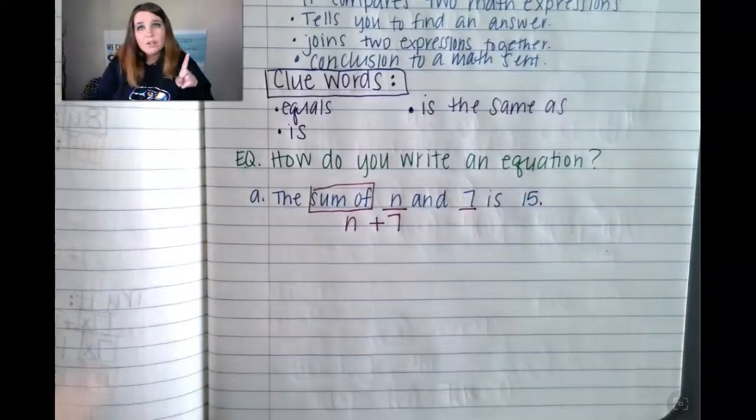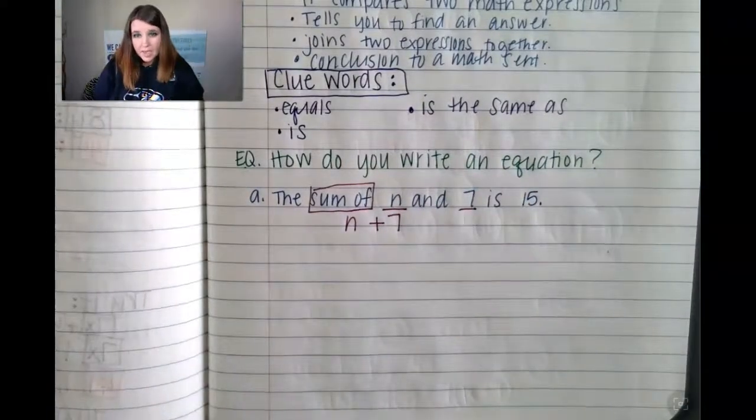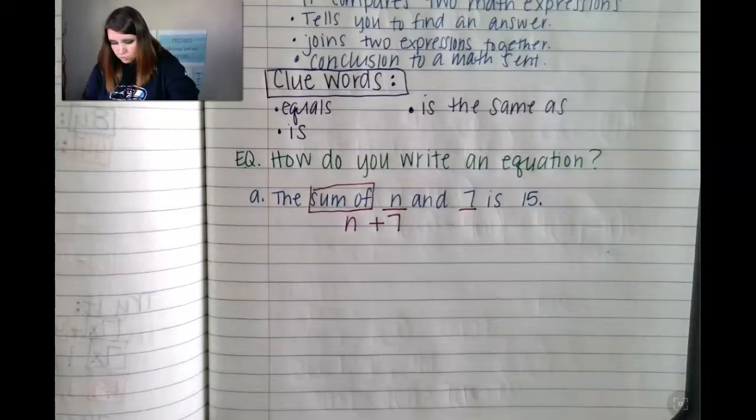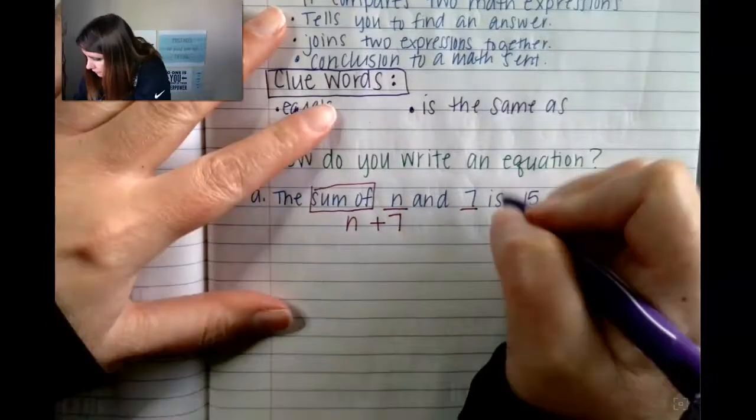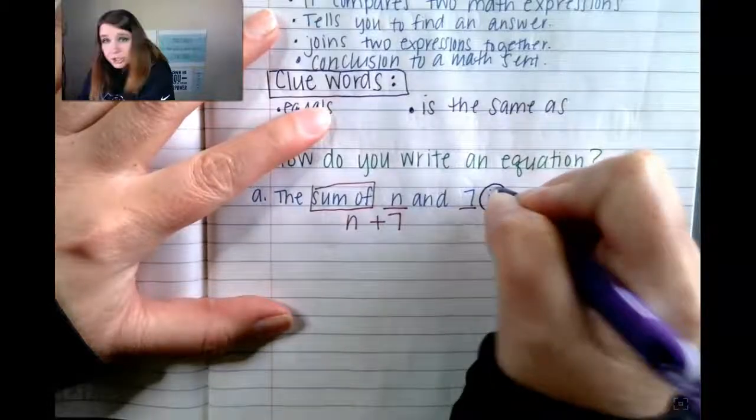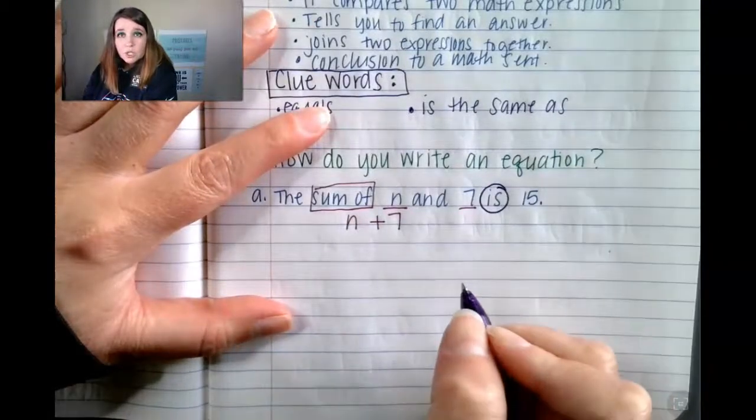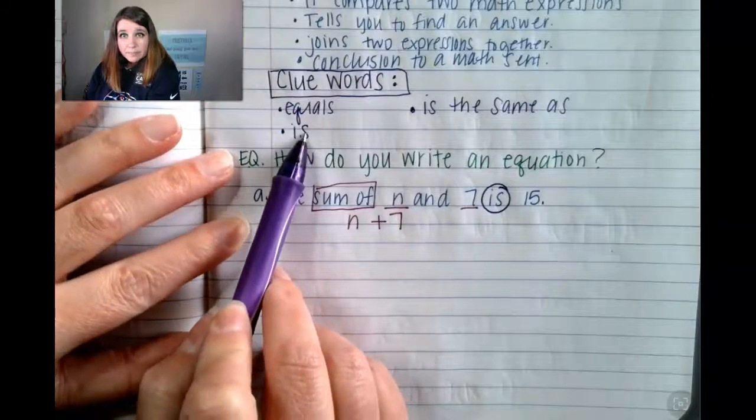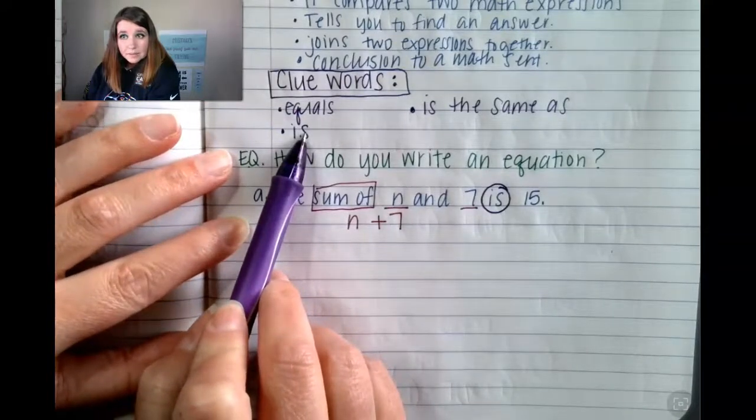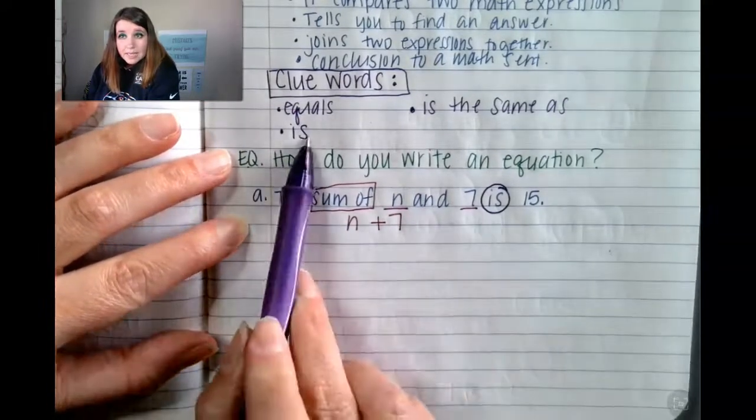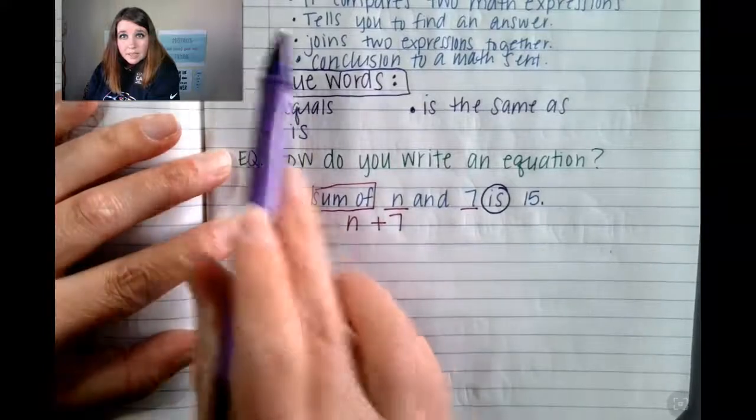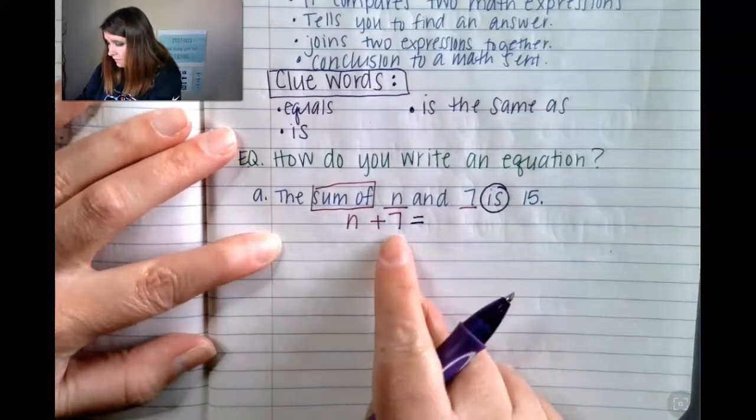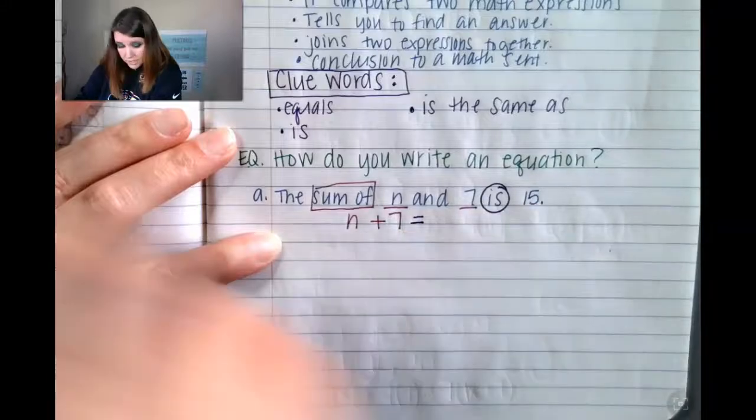I now have a new clue word, okay? My new clue word that I have is right here. This clue word tells me to use an equal sign. It's right here. Is equals. N plus 7 equals 15.